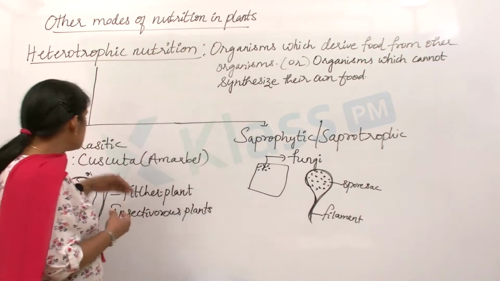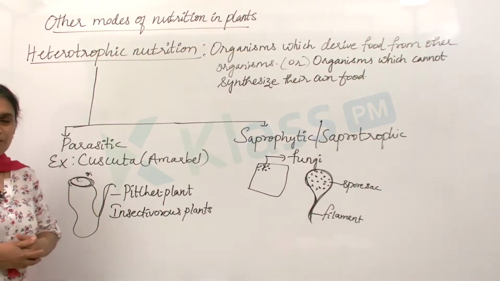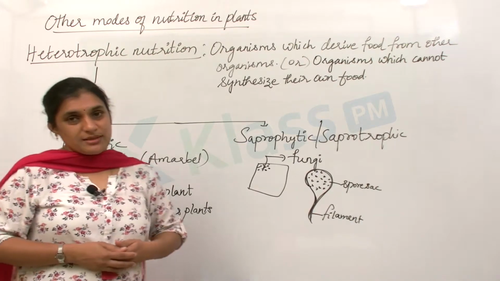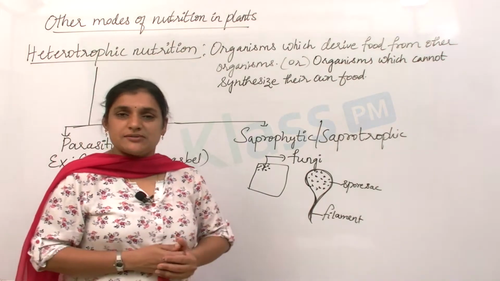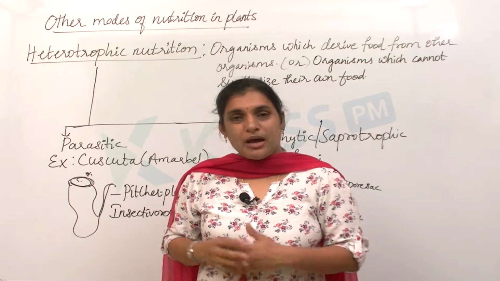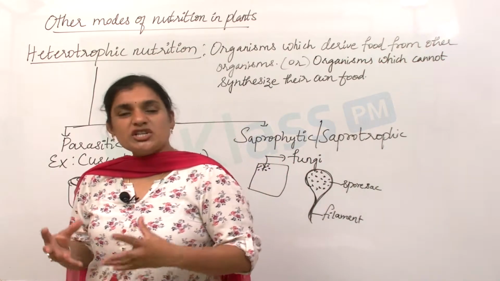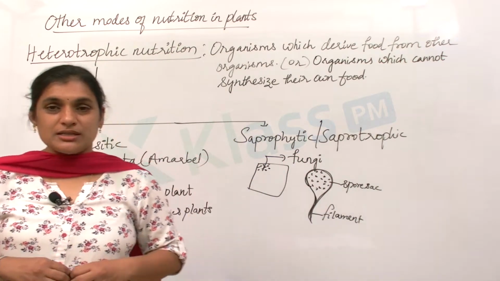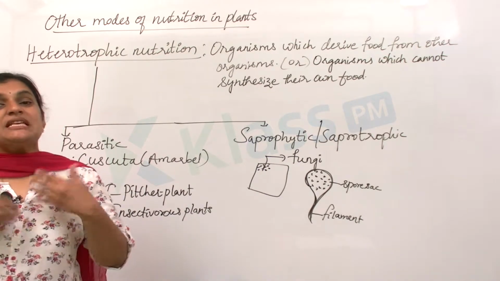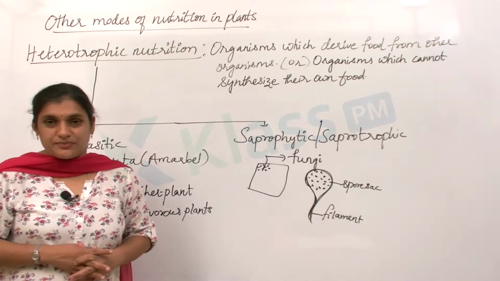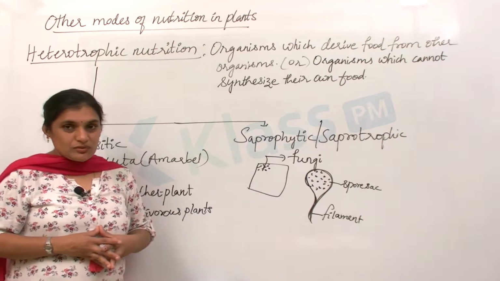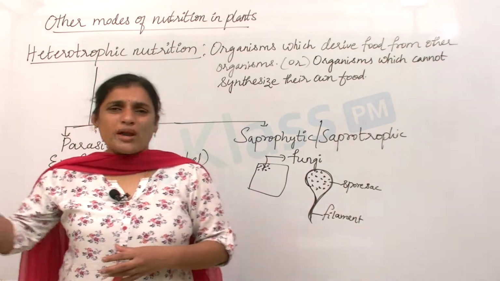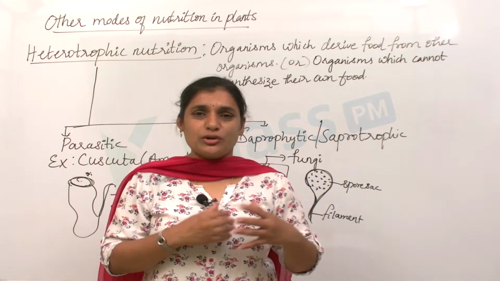Now first let us discuss parasitic nutrition. When we talk about parasitic nutrition, the word itself says parasite. Means what? A parasite is an organism which lives on the body of another organism, or which lives inside the body of another organism. That means they cannot make their own food, so they have to search for a host which can give food to them.